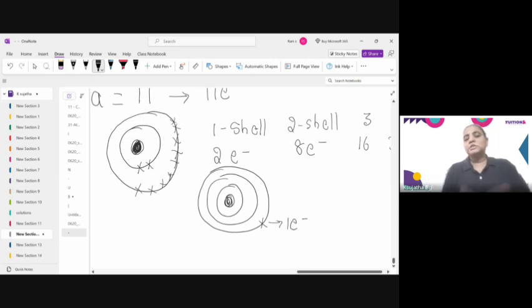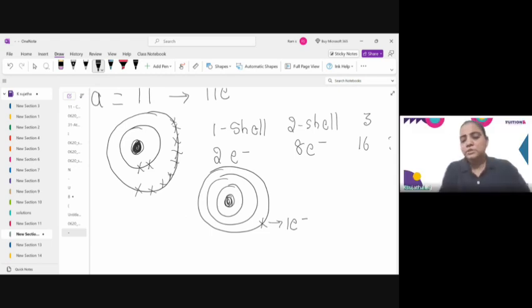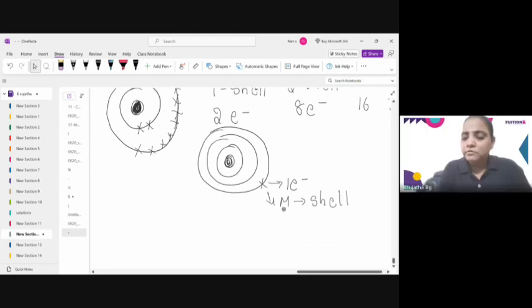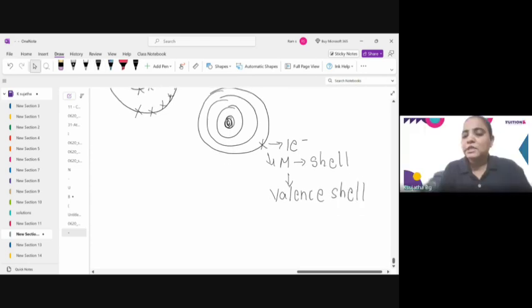So remember, what can we call this last shell? K, L, M. M is the last shell. Okay, fine. Is there any specific name for this outermost shell? Valence shell. Very good. And what can we call these electrons? Valence electrons.